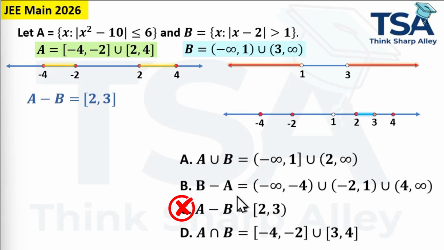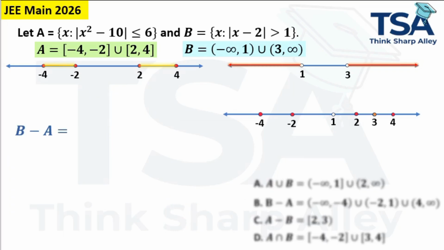Finally, let's look at option 2. We start with B's left wing, minus infinity to 1. And we subtract A's negative block, which is minus 4 to minus 2. And this clips the middle out of B's left wing. So we are left with minus infinity to minus 4 and minus 2 to 1, where both the numbers are not included. Since minus 4 and minus 2 were in A, they are removed from B, leaving an open parenthesis at minus 4 and minus 2.